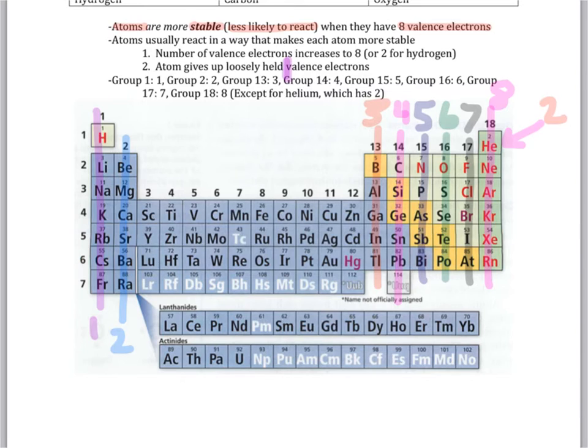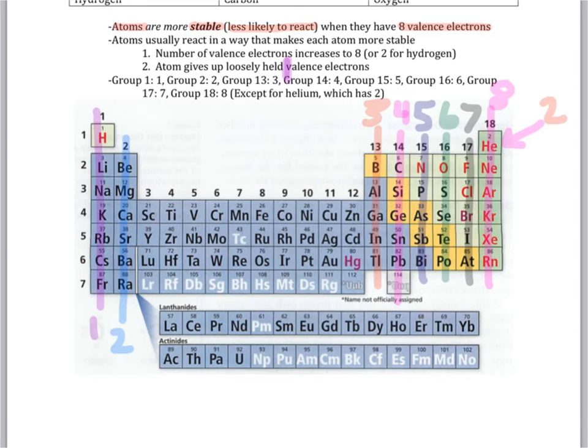Atoms are more stable or less likely to react when they have 8 valence electrons. Atoms usually react in a way that makes an atom more stable. Number 1, the number of valence electrons increases to 8, or 2 for hydrogen. Or, atoms will give up loosely held valence electrons.